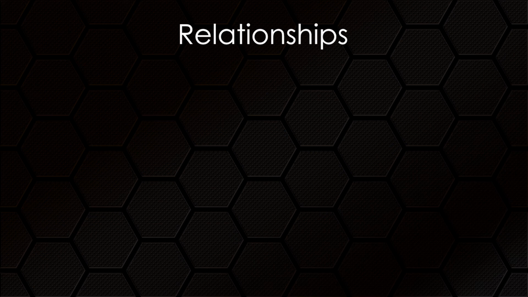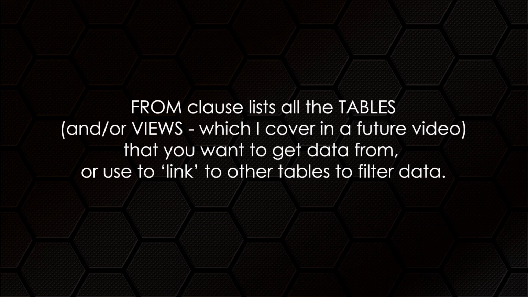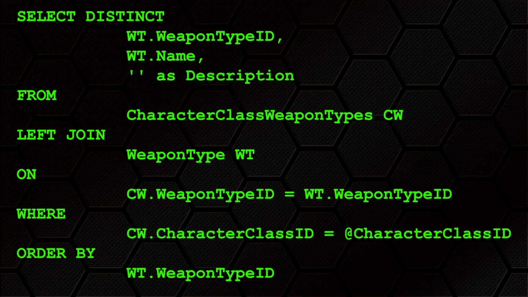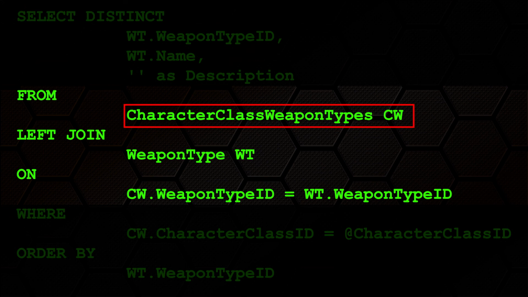It's worth taking a moment to explain how this works, but there are some very good examples available on the external sites I linked in the description. Our from clause contains the name of the table or tables, or views, we want to pull data from. In this case, we're specifying the character class weapon types and the weapon type tables. Each table added to that list needs to indicate how you want to join it with at least one other table in that list. We do that by specifying one of several join types.